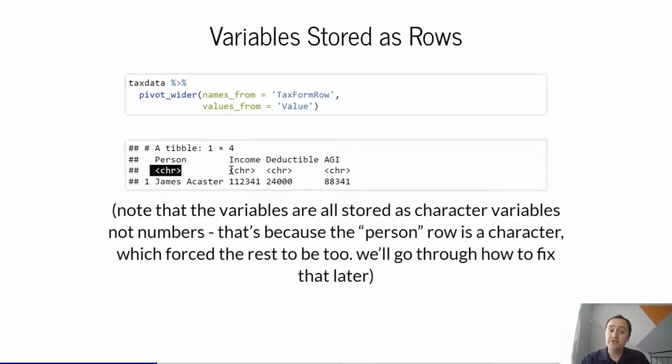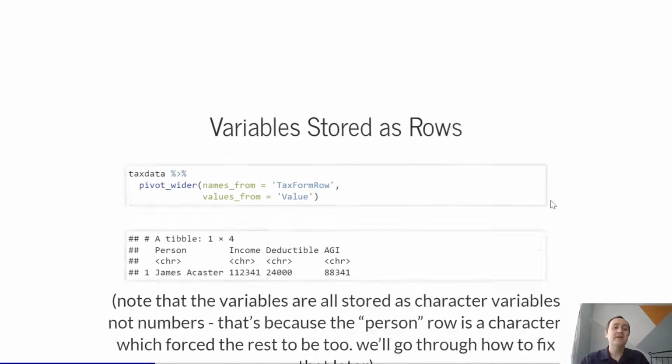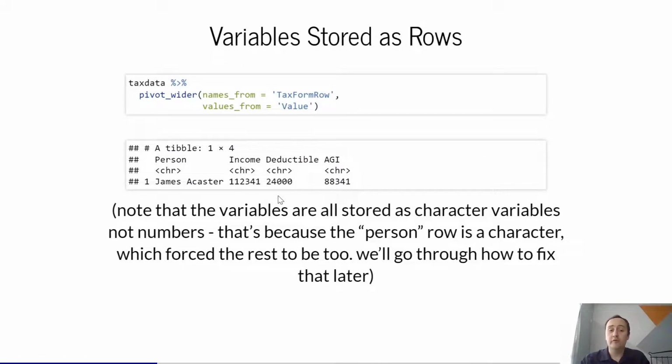Notice, by the way, that these are all string variables, which we don't necessarily want at this point. But that's because we started out with all of these values being in this column right here, where one of them is a string, so it converts all of them to strings. So we need to convert all of these back to numeric a little later if we want them that way.